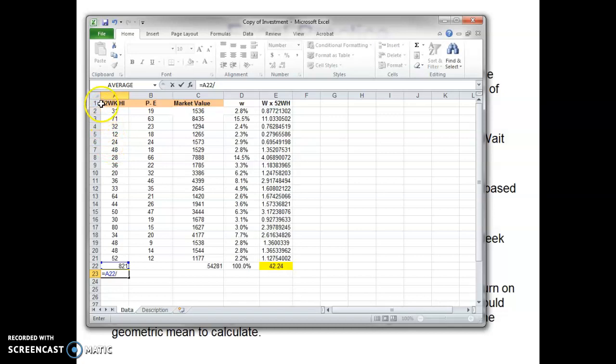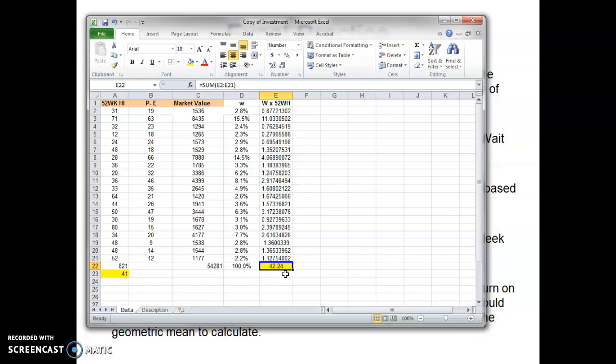And it looks like we have, it goes from 1 to 21, but the first row is a title, so it's 20, so it's divided by 20. And you get 41. Okay? So 41 is the arithmetic mean, but 42 is the weighted mean.